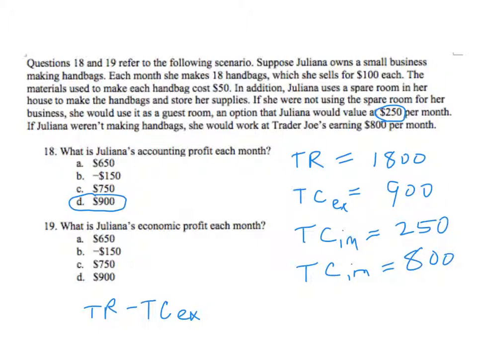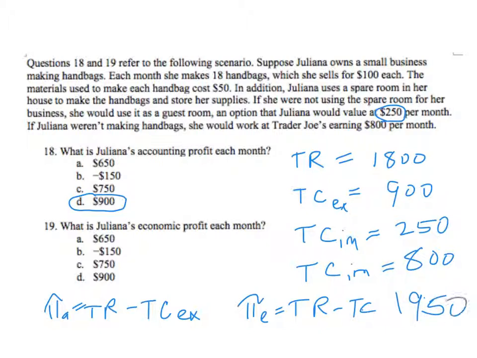And then, this is accounting profit. If we calculate economic profit, it is total revenue minus all costs. I'll just put total costs with no subscript. That means all costs. And that would be 900 plus 1,050, that's 1,950. So 1,800 minus 1,950 is negative 150. That's her economic profit. All right.